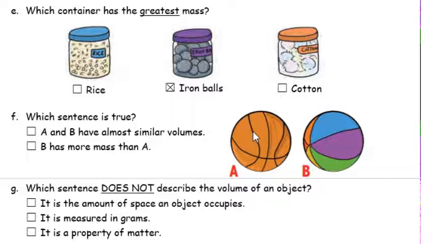Since A and B have almost the same size, that means that they are taking the same space. So they have almost same volumes. Since the volume is the amount of space that an object takes, balls A and B have almost the same volume. Part G. Which sentence doesn't describe the volume of an object?